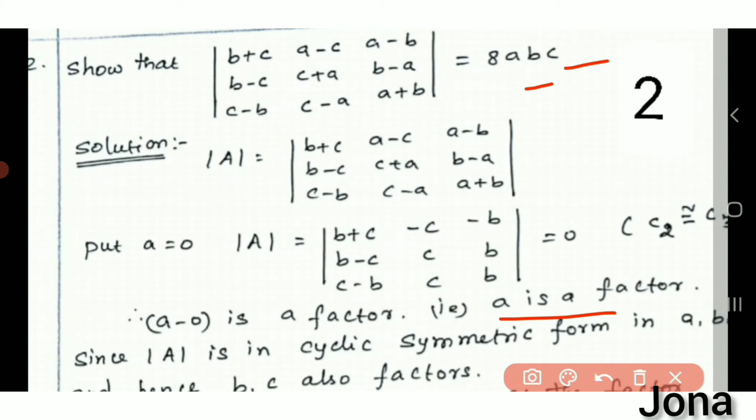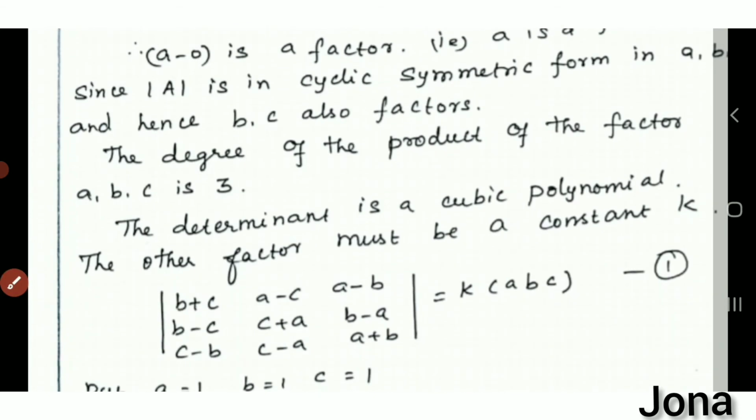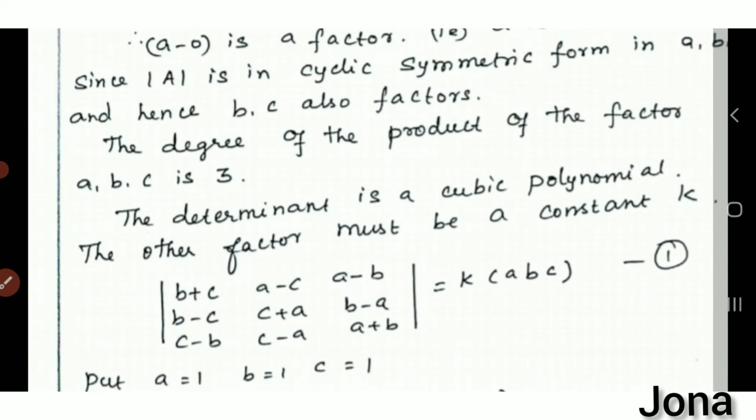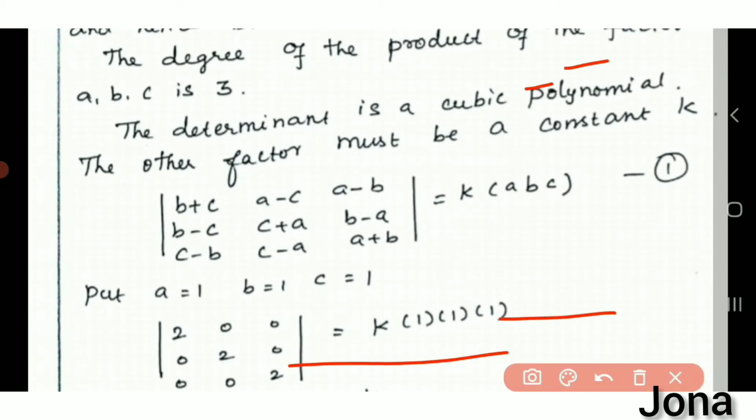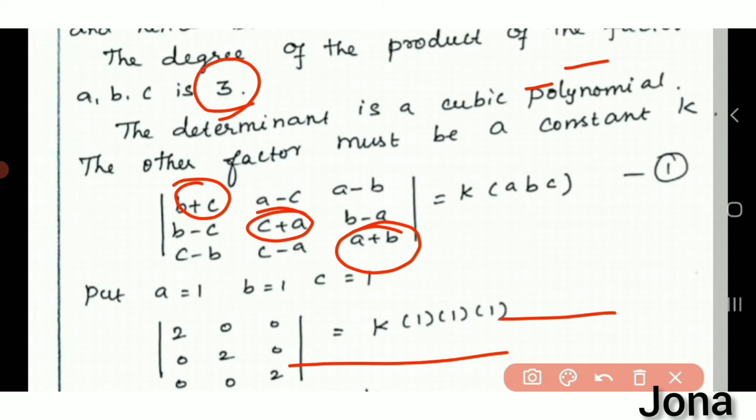Since the determinant is in cyclic symmetric form of a, b and c, a, b, c are also the factors here. So the degree of the product of the factors a, b, c is 3. From the problem we have the product of the cubic polynomial. That means b plus c into c plus a into a plus b is also degree 3 only. So we have already 3 in the product of the factors. 3 minus 3 is 0. So we can have the other factor must be a constant k here.